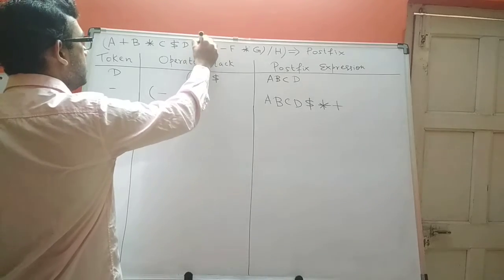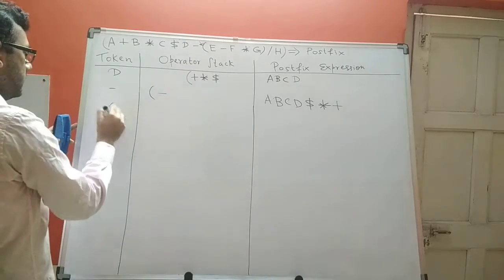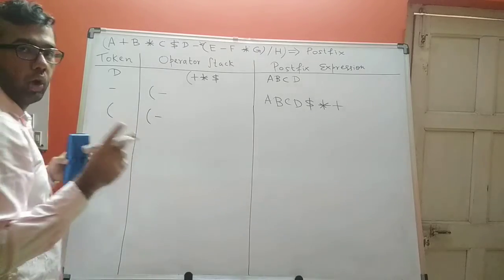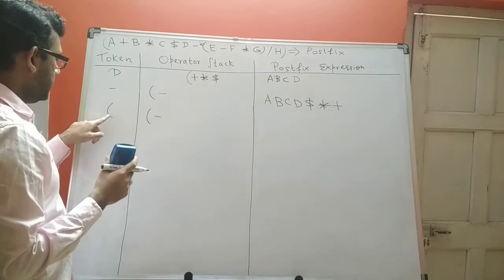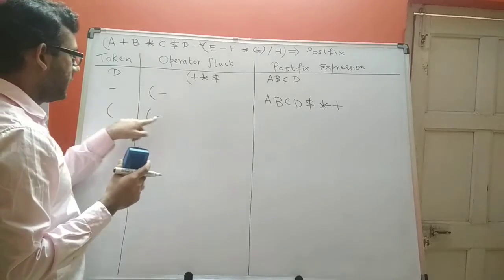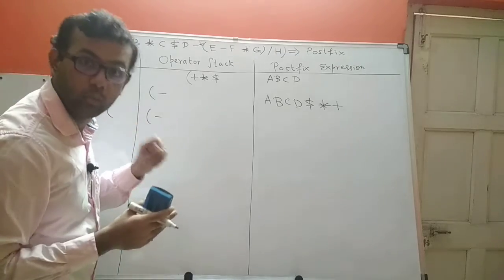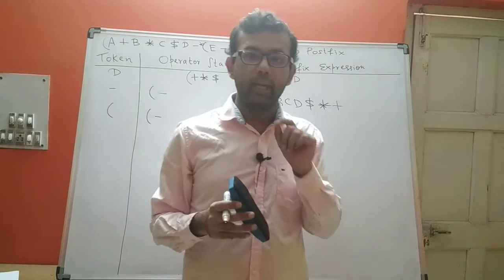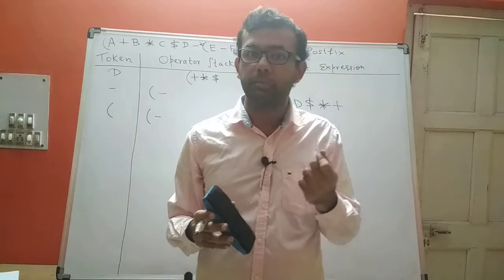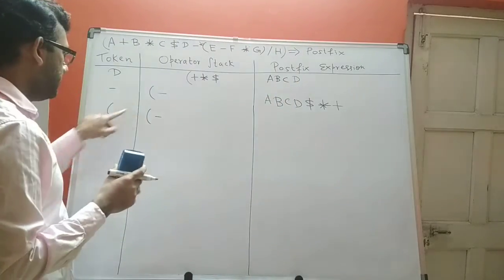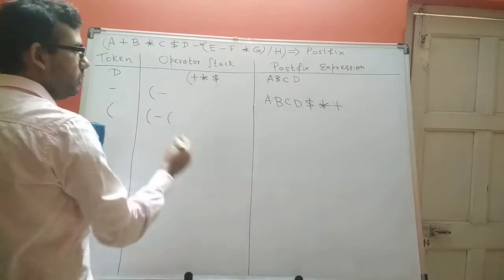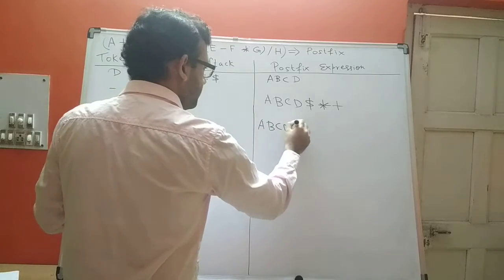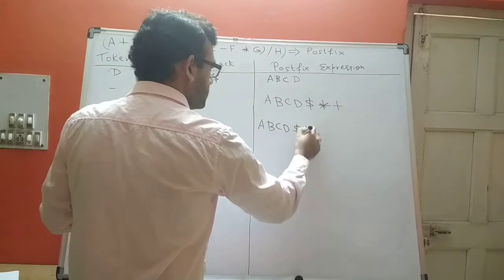Next is an opening parenthesis. Now opening parenthesis is an operator. Does opening parenthesis have greater precedence than minus? Yes. Why? Because it is the token. Whenever opening parenthesis is the token, it has the highest precedence. As a result, it can be above minus. So it will be here, and your postfix expression remains the same.